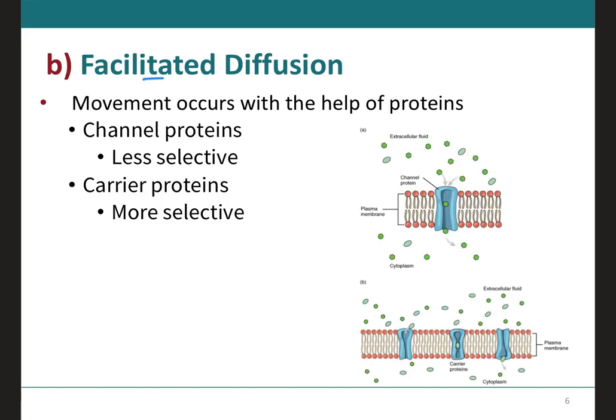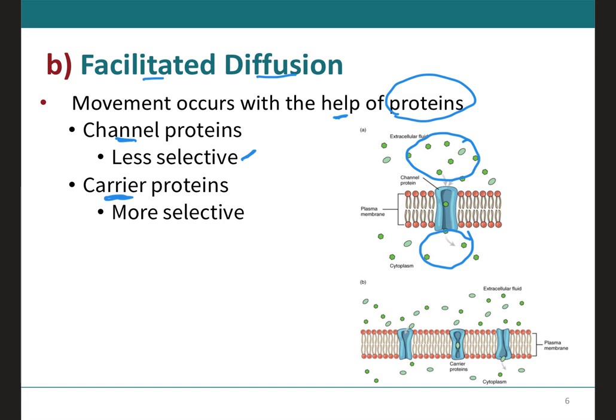Next, we have what we call facilitated diffusion. Facilitated means that something will help out in this process. What's going to help out are proteins, which are either channel proteins or carrier proteins. The channel proteins are going to be less selective than the carrier proteins, meaning that they care less about what's going through them. But again, what passes through will be moving from a more concentrated area to a less concentrated area, down its concentration gradient.